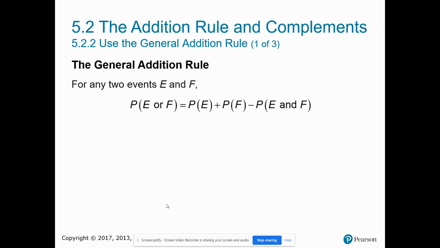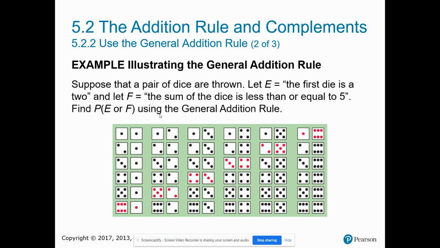Now, what if they're not disjoint? Or maybe we don't know. Then we do add the individual probabilities together, but we have to subtract the probabilities of where they overlap. In formula terms, we say the probability of E or F is equal to the probability of E plus the probability of F minus the probability of E and F.